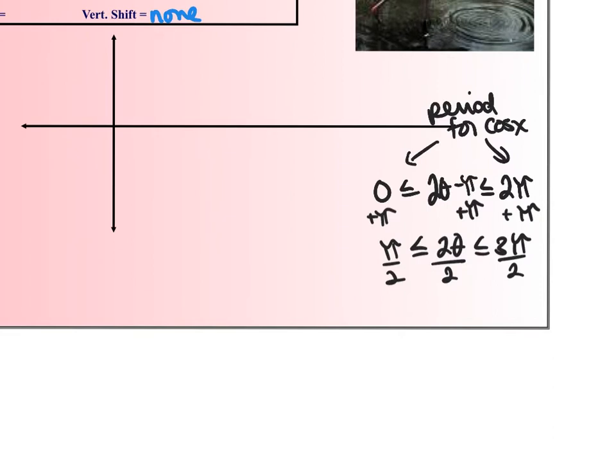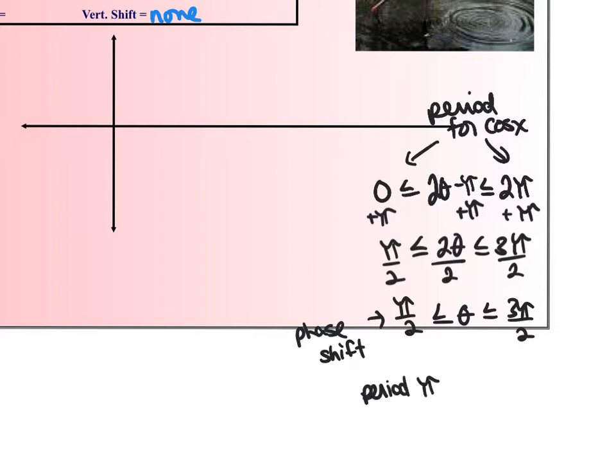So it looks like my function starts at pi over 2 and it ends at 3 pi over 2. This is your phase shift. The pi over 2 is your phase shift. It's going to move right pi over 2. Normally it starts at the y-axis, and it's going to end at 3 pi over 2. Now we know the period from our previous work is pi, and it makes sense if you start at pi over 2 and you add pi, you'd end up at 3 pi over 2.